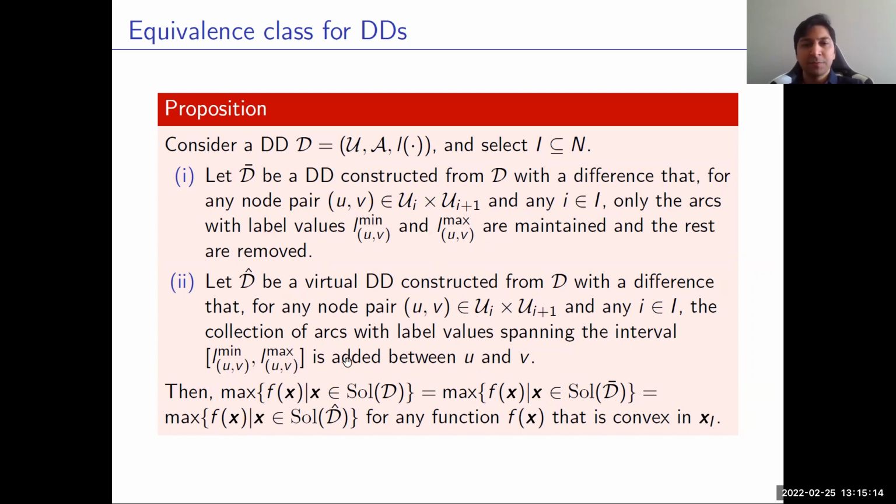the label values. So in this case, for every function f(x) that is again convex in x_I, we will have that max of f(x) over the solution set of D bar is equal to max of f(x) over the solution set of D hat, which is equal to max of f(x) over the solution set of D, where D is again any diagram that is enveloped between D bar and D hat. So again, we have the concept of equivalence class now for decision diagrams.